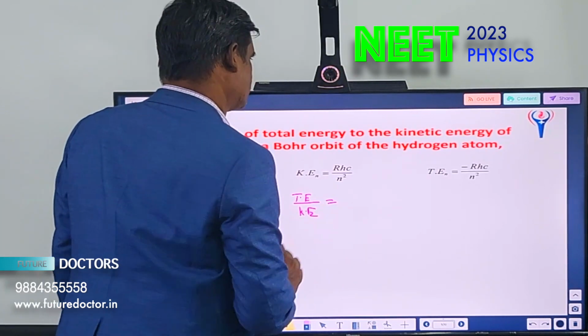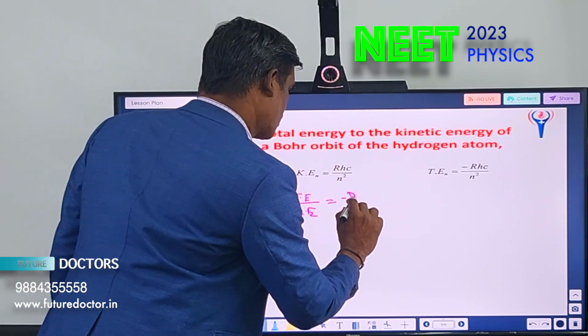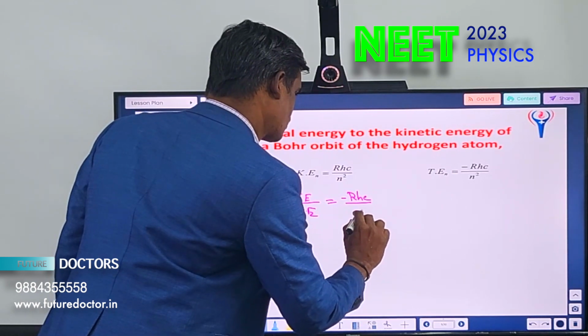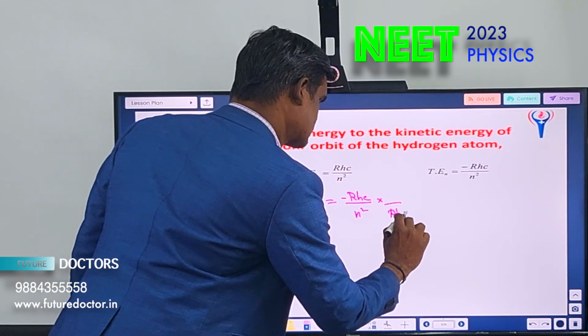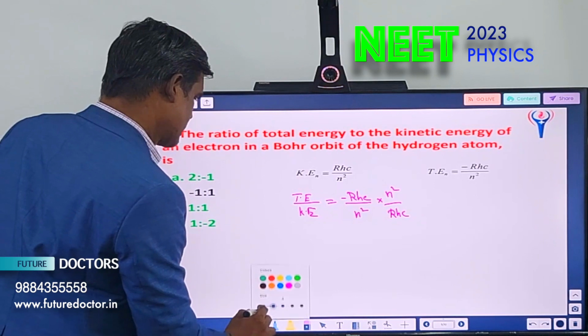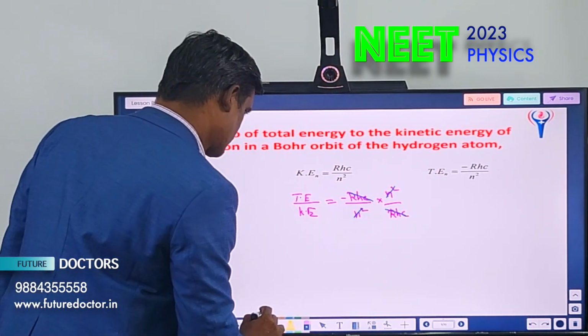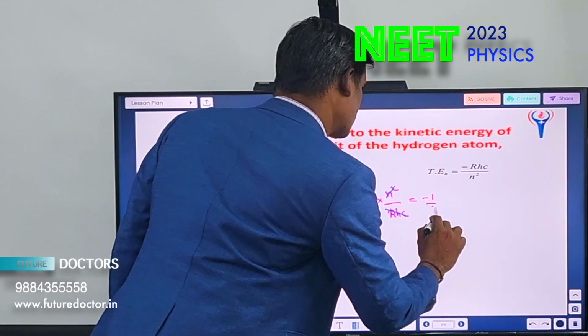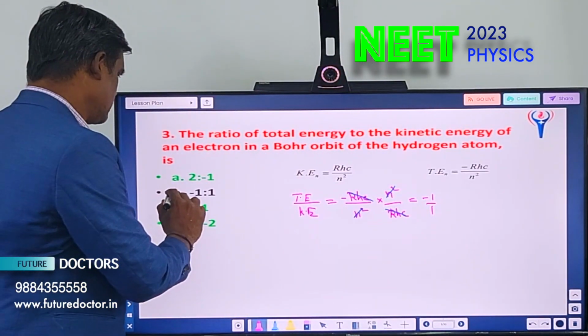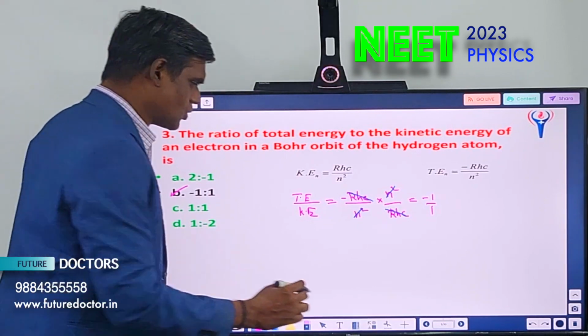Then that is equal to, what's the formula? Total energy is minus RHC by N square, divided by RHC by N square. Now cancel things. N square gets cancelled, RHC gets cancelled. So what's the answer? Minus 1 by 1, or 1 is to 1. That is, option B is the correct answer. Let's move to question number 4.